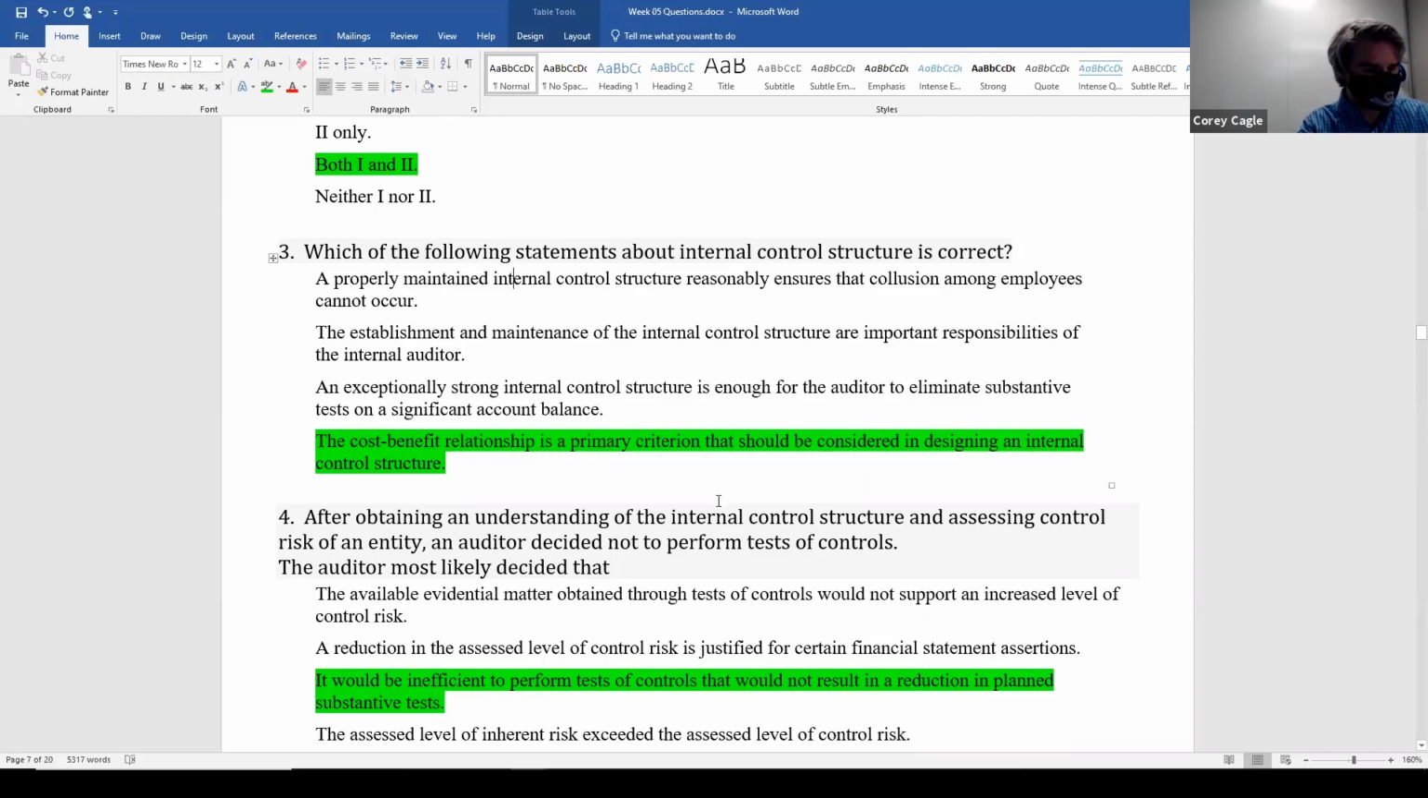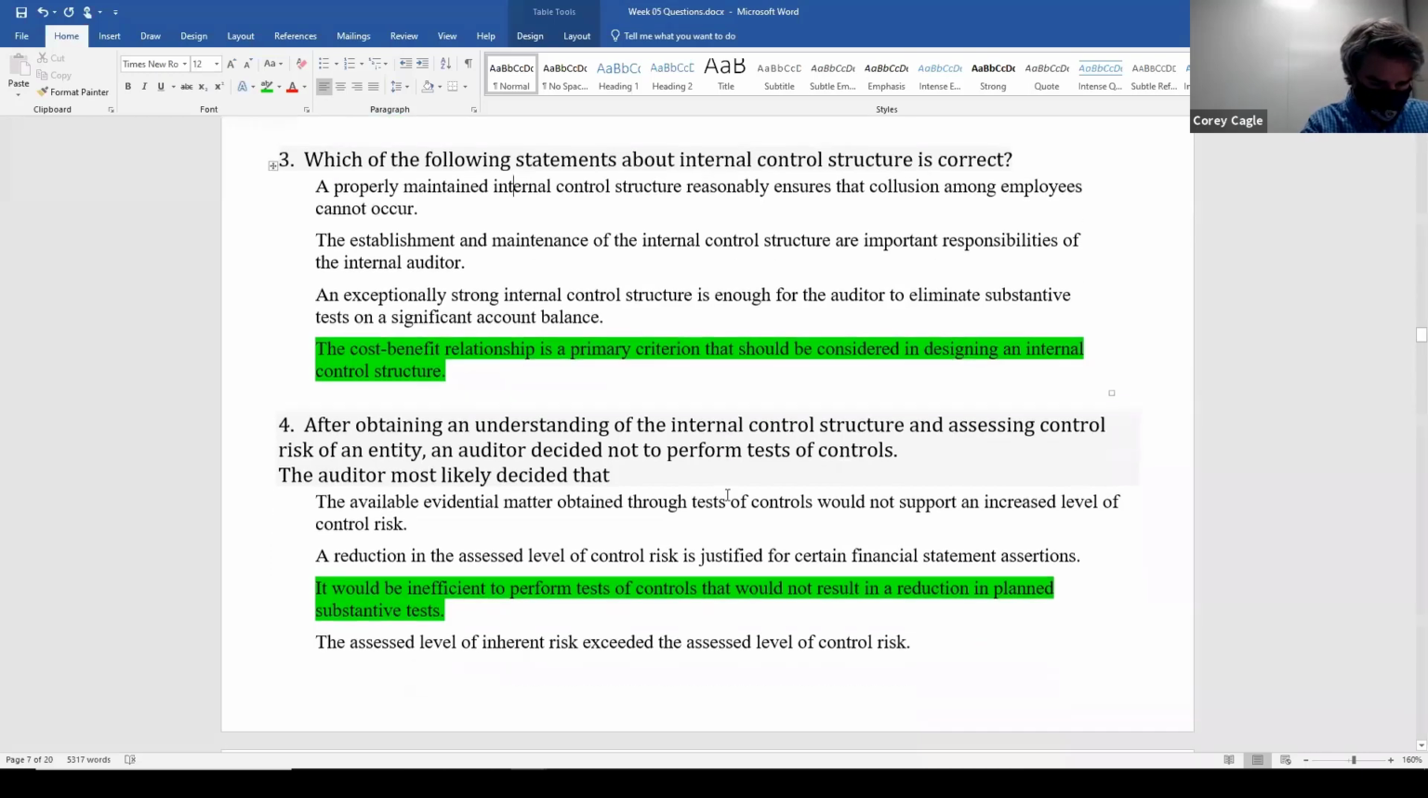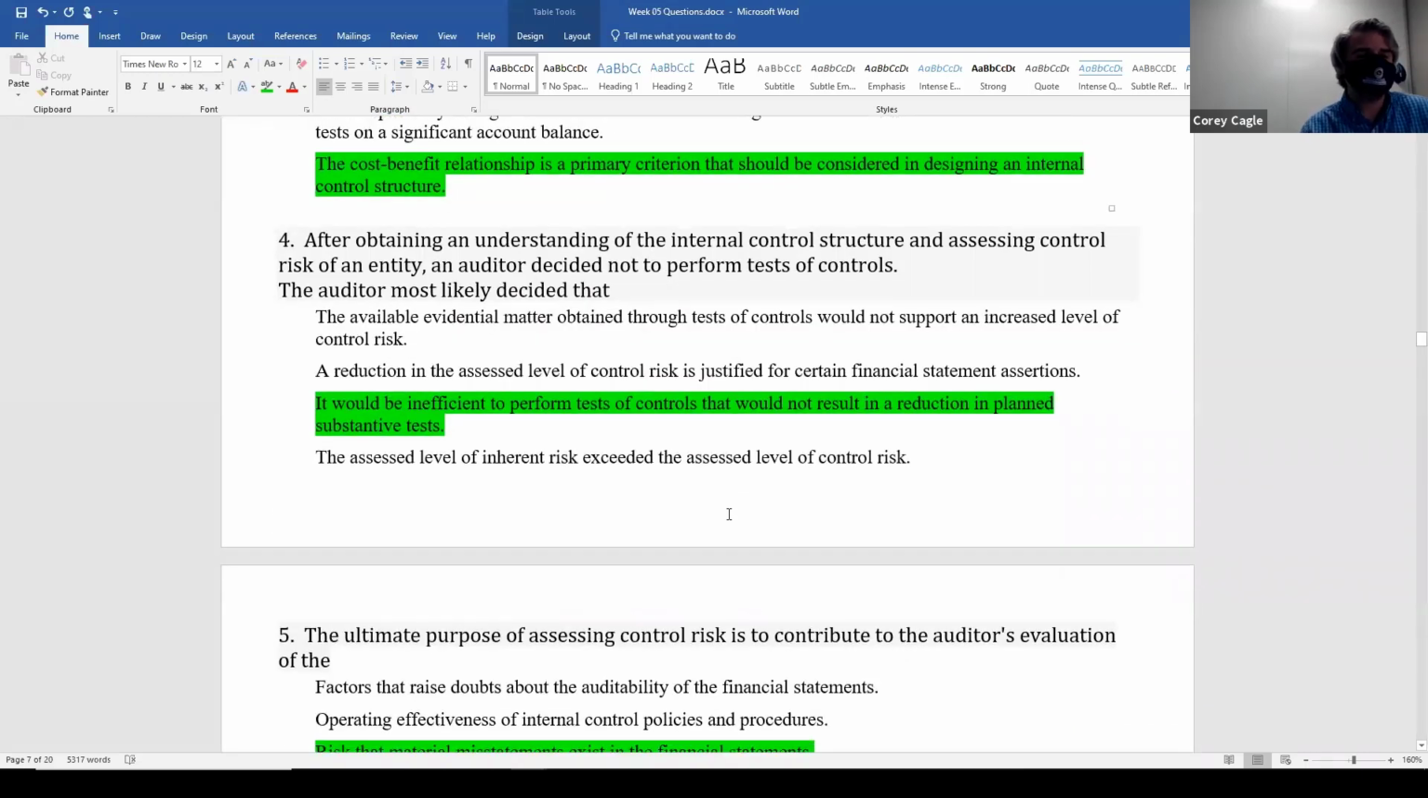That's a good question. I like it. Number 4 says, after obtaining an understanding of internal control and assessing control risk, the auditor decided not to perform tests of controls. Why would that be? The answer ends up being it would be inefficient to perform tests of controls that would not result in a reduction of planned substantive tests.